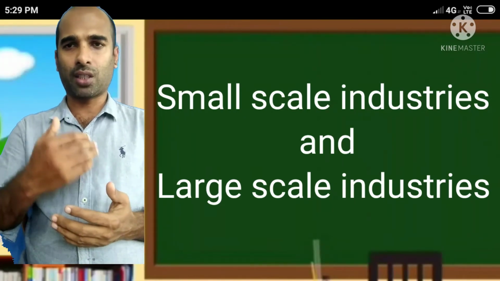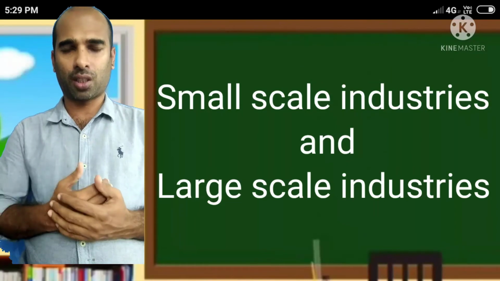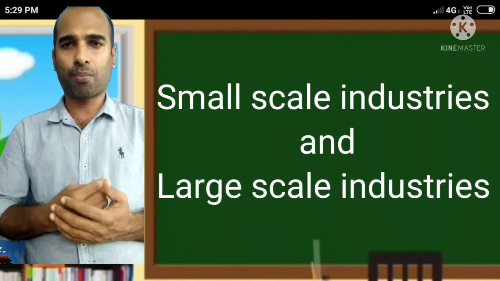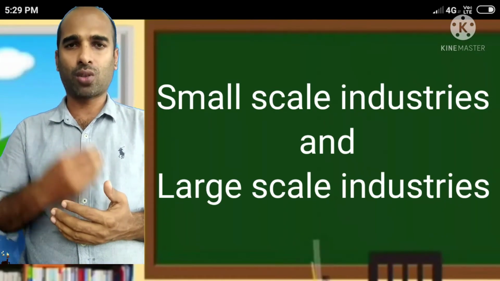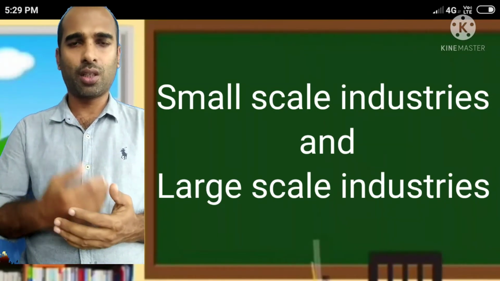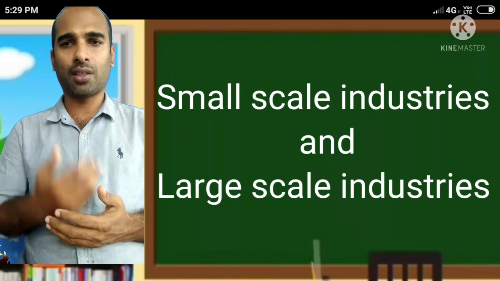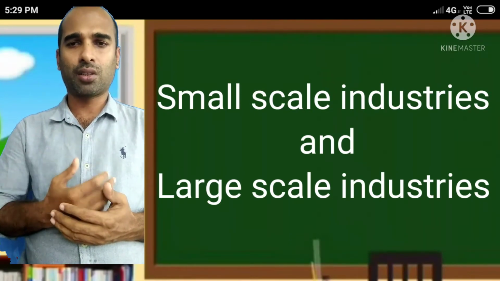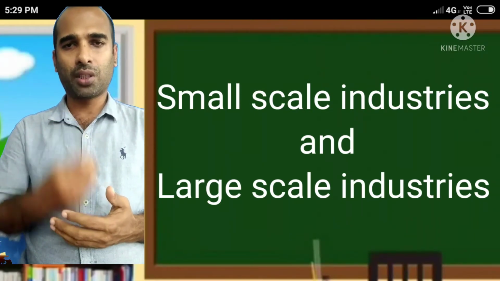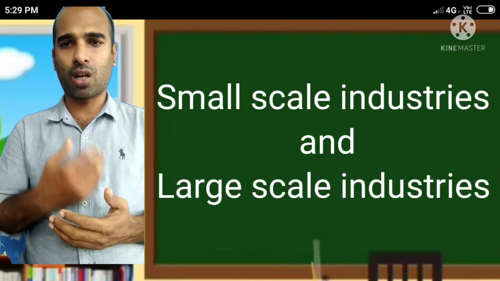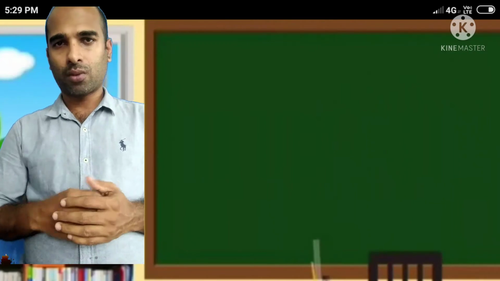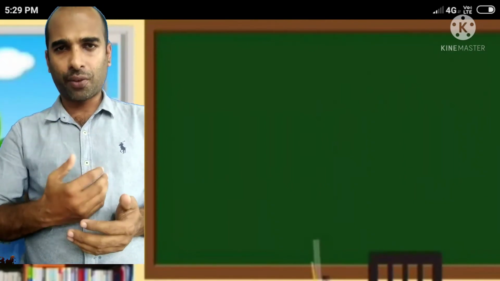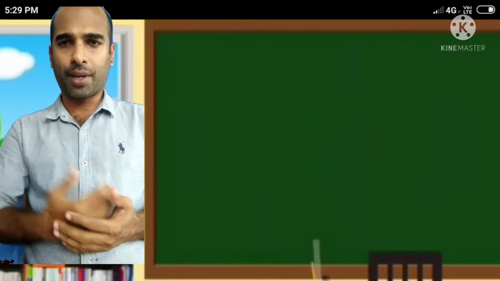So the main difference is, in small scale industry, small types of machinery are used and the investments are very low. In the case of the large scale industry, big technologies and big machineries are used and the investments are also higher than that of the small scale industries. Now, the classification of industry on the basis of ownership.